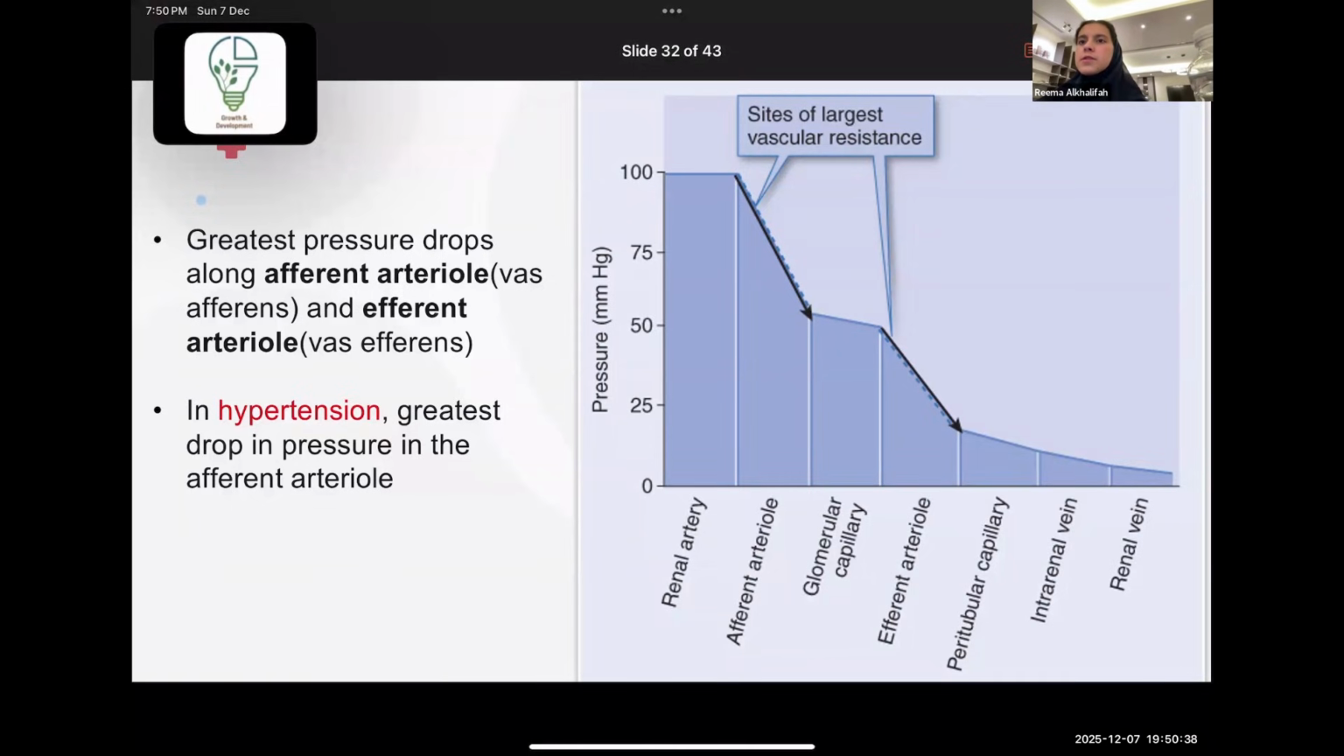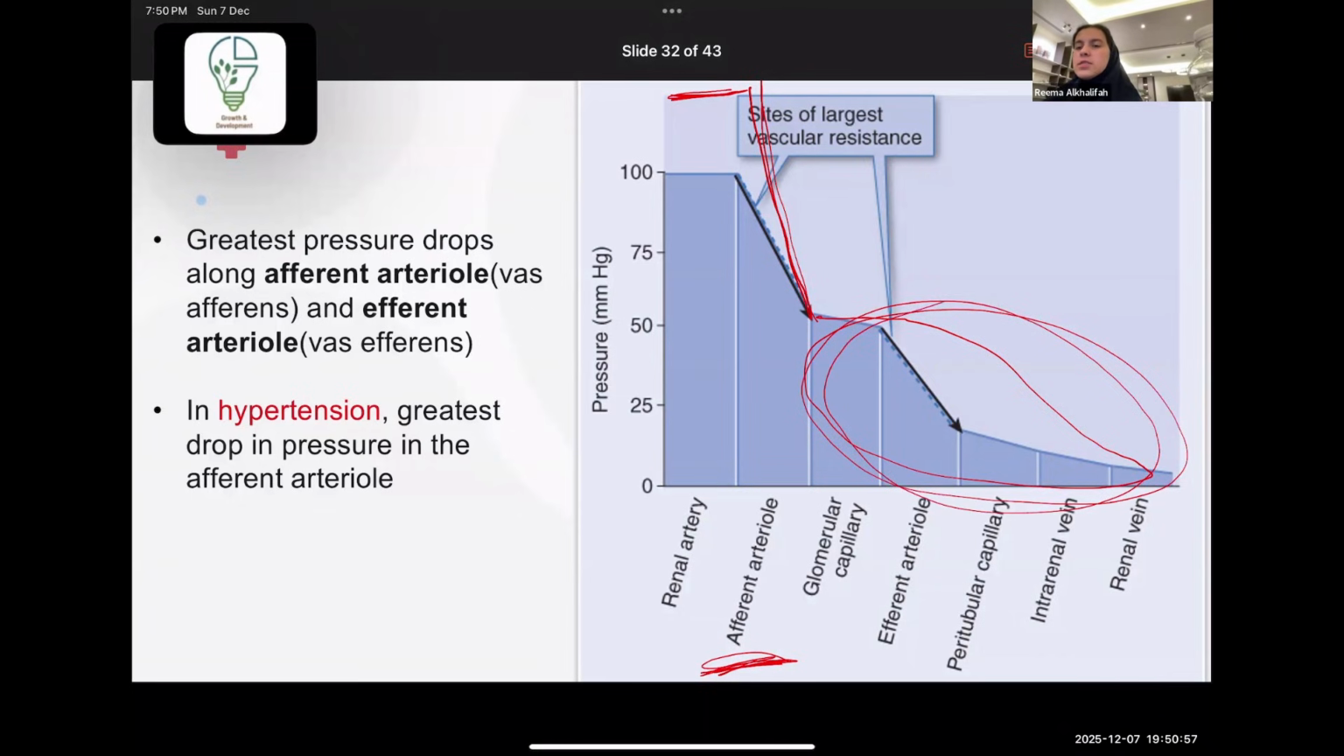So let's say that their pressure is over here, 190, 200, any number. Everything stays the same except for one thing. The greatest pressure drop is going to be here, in the afferent arteriole. The pressures throughout all of these vessels is going to remain constant. But in the case of hypertension, the greatest drop is going to be visualized over here, in the afferent arteriole, okay? Those are the only concepts that you need to know over here.